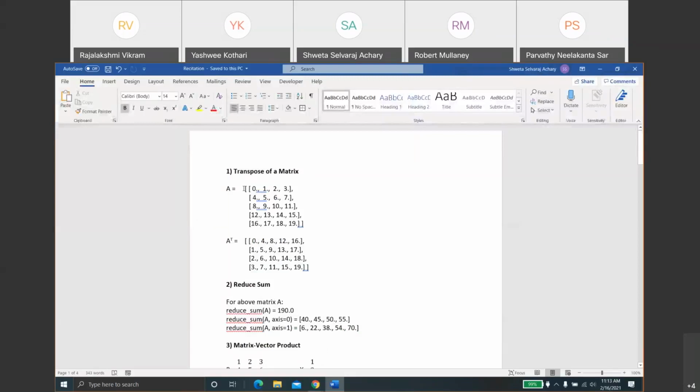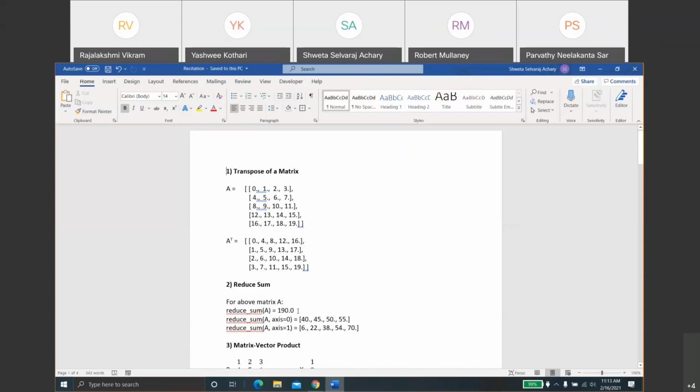So consider this is a tensor A. If we do reduce sum, what it basically does is add every element present in the tensor A. So it will add 0 plus 1 plus 2 through 19 and will give you a scalar value of 190.